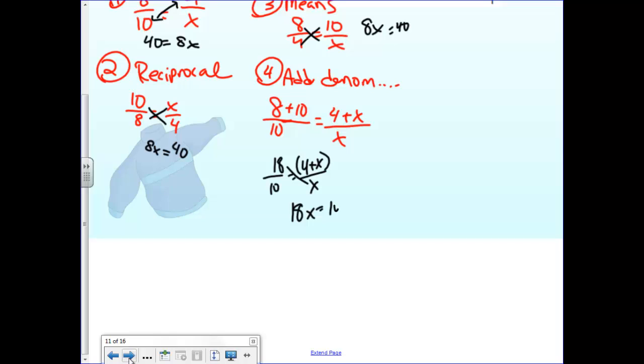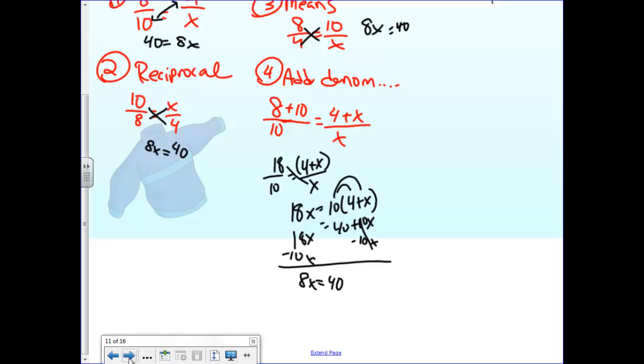Brent did it already. I'm going to write it this way just so we can see it though. It's my 10 times my 4 plus X. Brent says 10 times 4 is 40. 10 times X is 10X. That doesn't look like that one. How do I solve for X? Subtract your 10X. Look at that. 8X equals 40, so X equals 5 on all 4 of those.